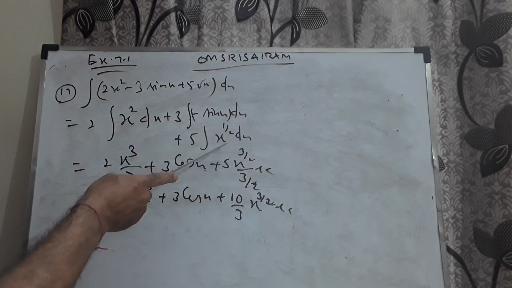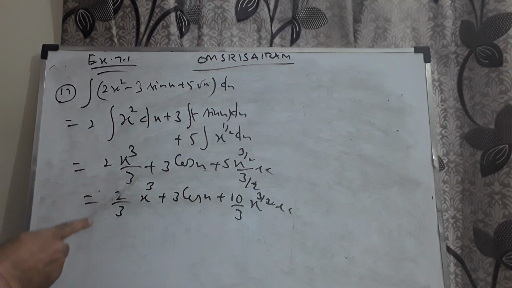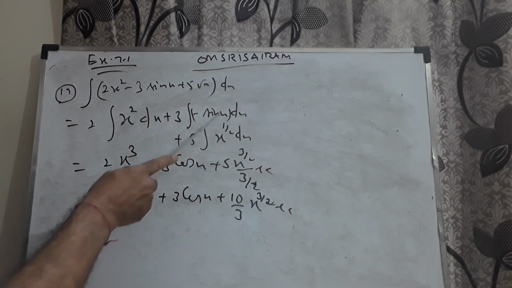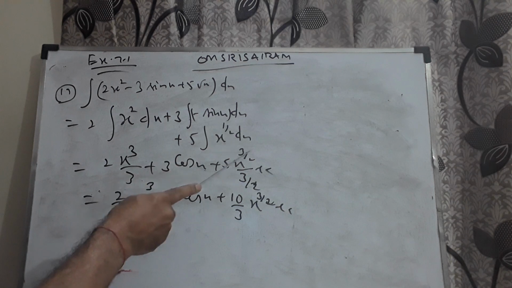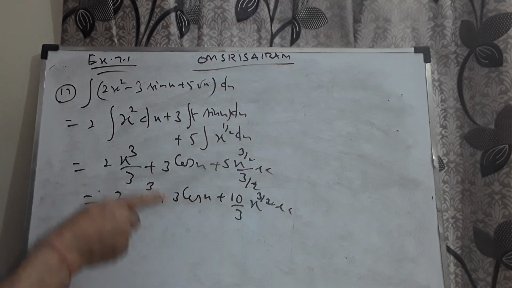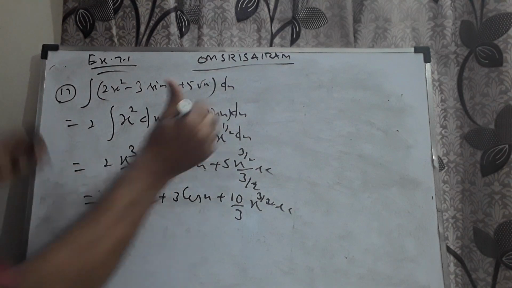This root x is written x power half. For x squared, it is x cubed by 3. For minus sin x, integral is cos x because derivative of cos x is minus sin x. Then for x power half, it is x power 3 by 2 by 3 by 2. Now for 2 by 3 x cube or 2x cube by 3, either way you can say, plus 3 cos x, plus this 2 goes up, 10 by 3 x power 3 by 2 plus c is the final answer.